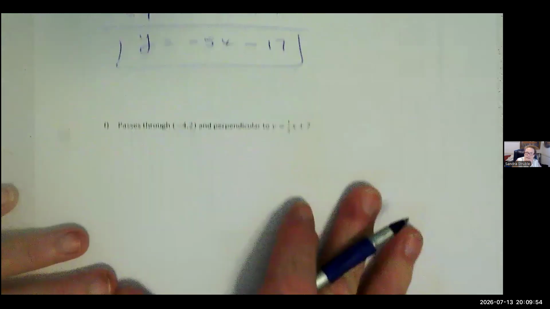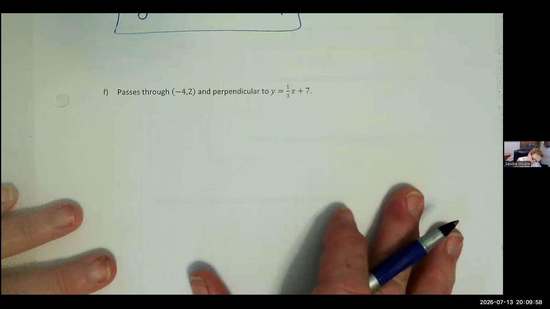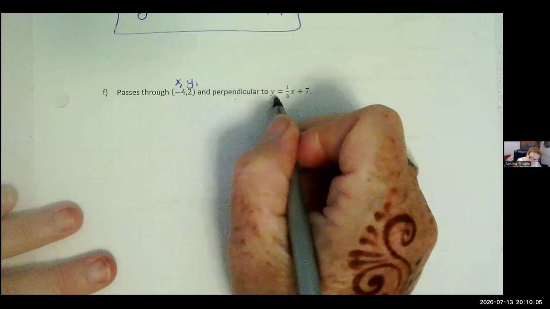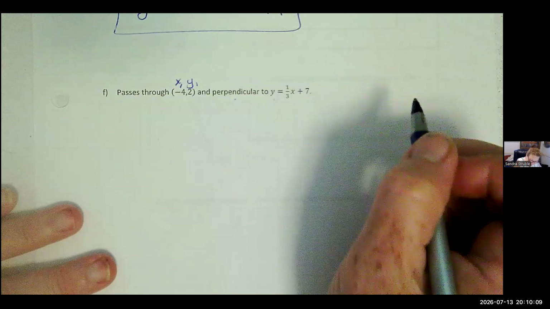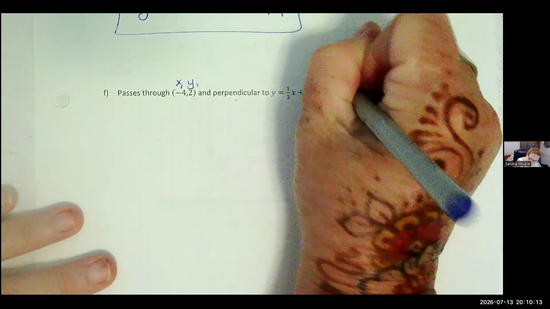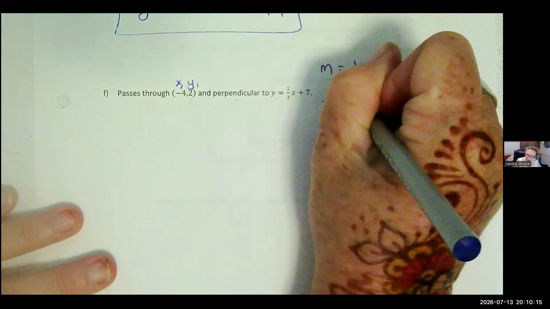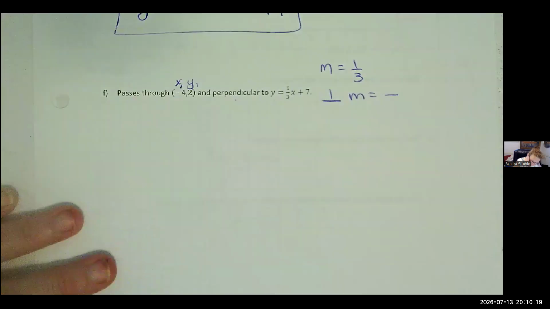All right. Passes through (-4, 2). Those are my points, x sub 1, y sub 1. And perpendicular to y equals 1/3 x plus 7. So if it's perpendicular to this, that means the slope of this line is 1/3. My perpendicular line needs to be the negative of that, and then you're going to flip it, 3/1, which is -3.